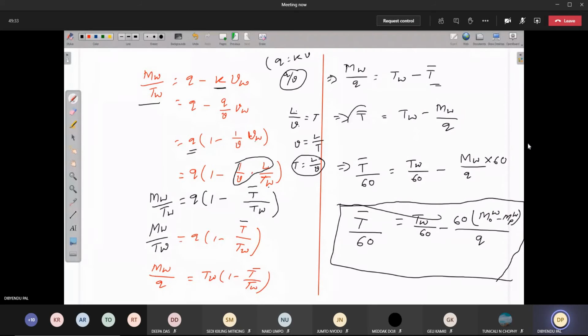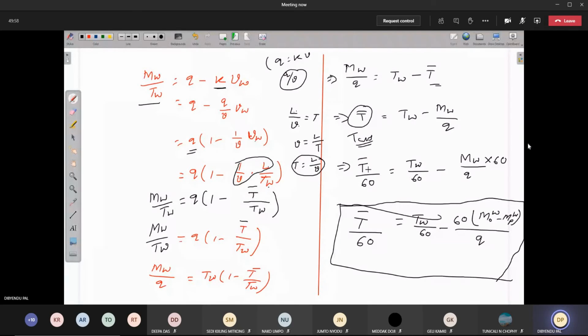Either you can write T bar or T average also. Our interest is to find out the travel time. So this is the travel time of the vehicle, of individual vehicles. What is the average travel time of each vehicle? That will be equal to TW minus MW by Q. Now this travel time is in minutes. You can convert it into hours also.